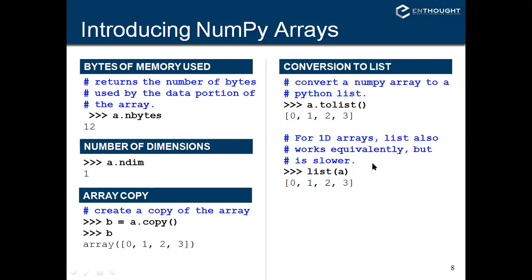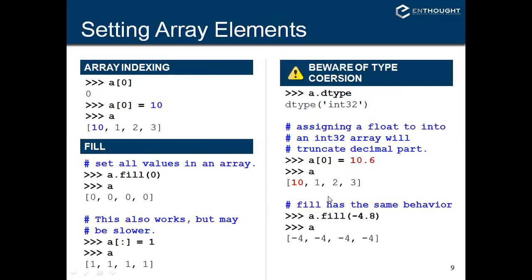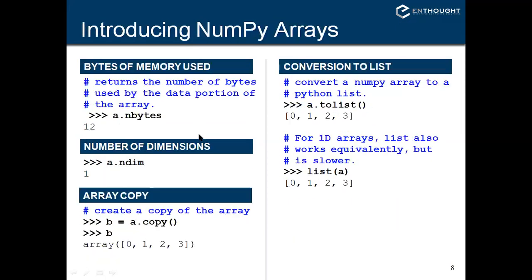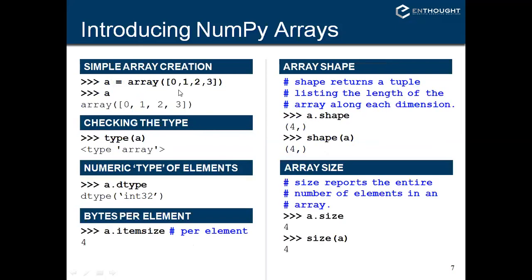For a one dimension array, list also works equivalently, but it is a little bit slow in nature. So 0, 1, 2, 3, I can always have that list and work on that particular array source. Now, in the previous slides you have seen that the arrays have taken simple default values.